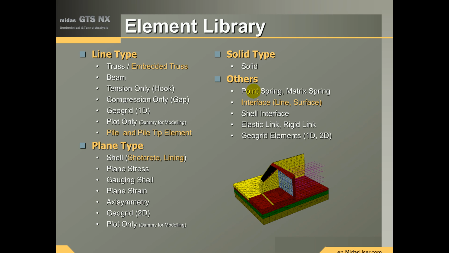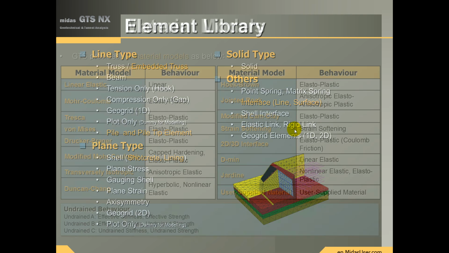And we've got different element types for the point springs, matrix springs, and the interface for the liner surface and the soil structure interaction. We can look at the shell interface and the connection between, say, galleries and contact between. You can see the interaction between different shell elements such as steel cast iron segments of a tunnel. We can look at the elastic links, and we can also look at the geogrid elements as well.